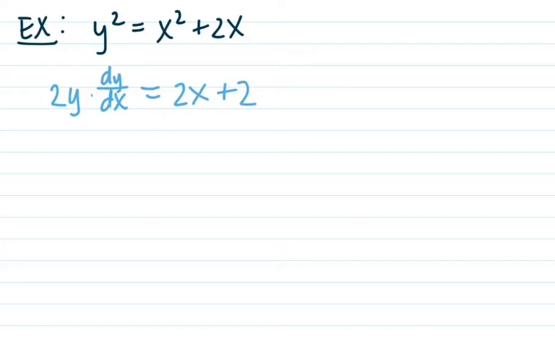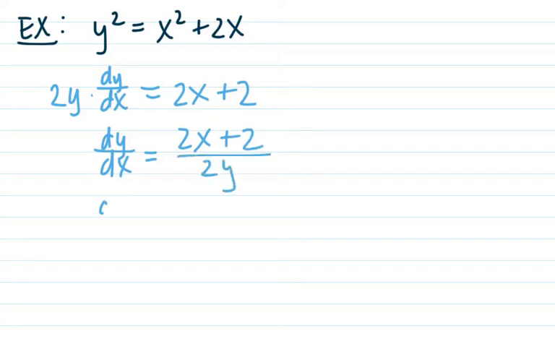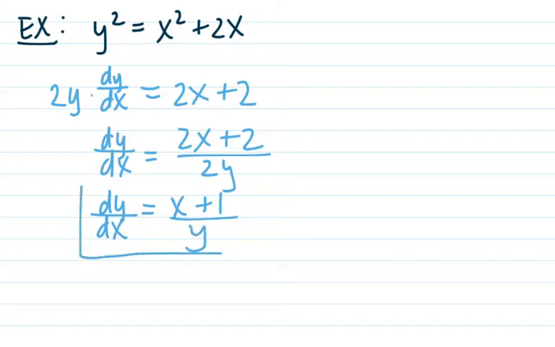This one's not so bad. So we're just going to divide on both sides by 2y. And we get dy over dx is equal to 2x plus 2 over 2y. Again, coincidentally, these are also all divisible by 2. So I'm going to go ahead and clean up anything I can before I take the second derivative. So I get x plus 1 over y for the first derivative.